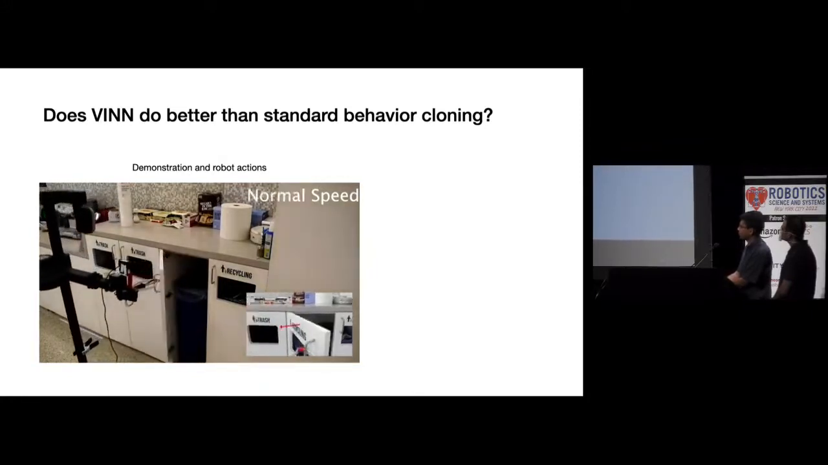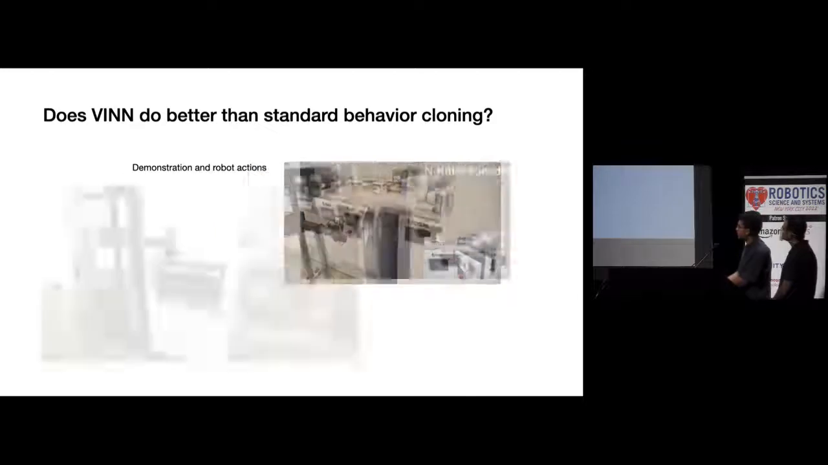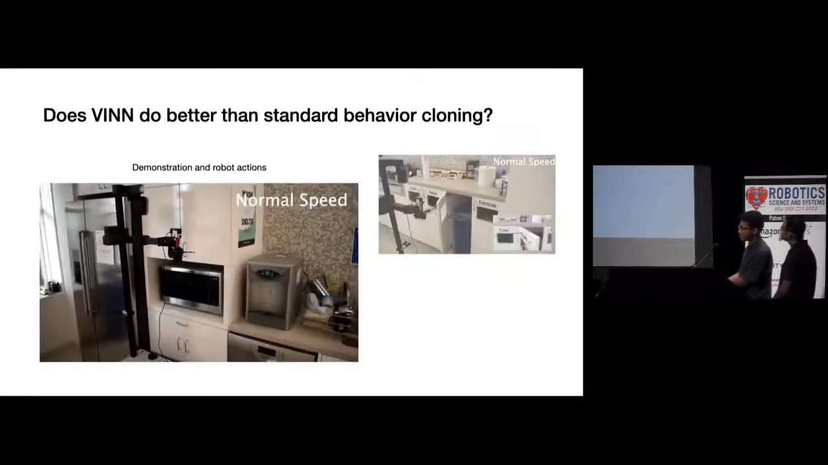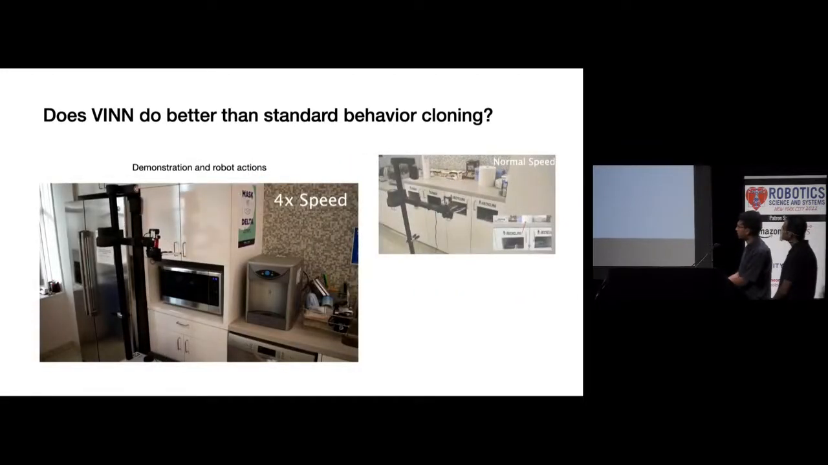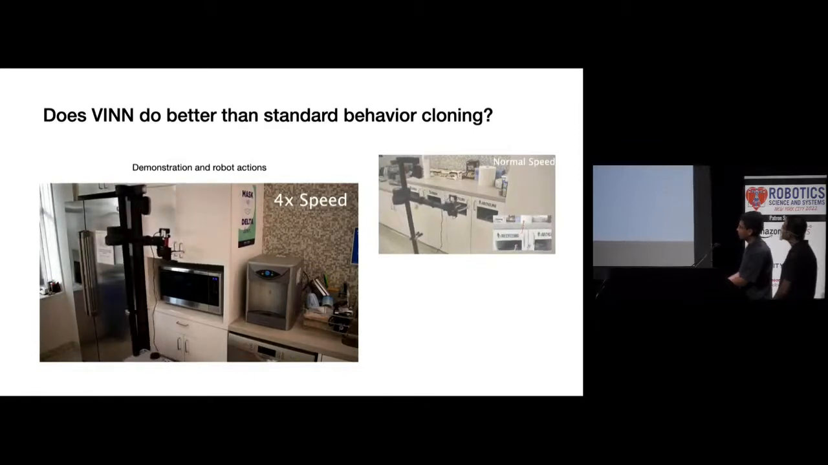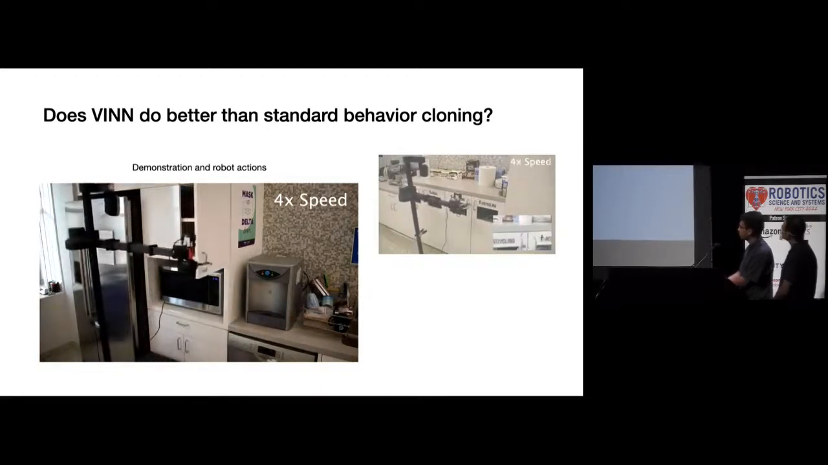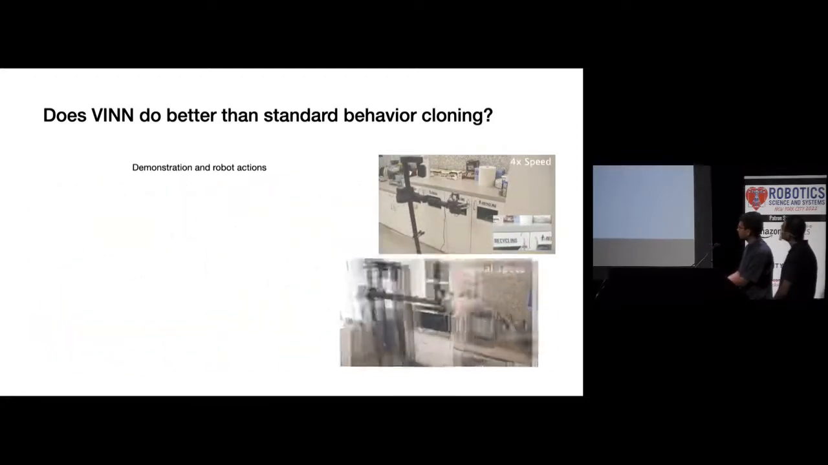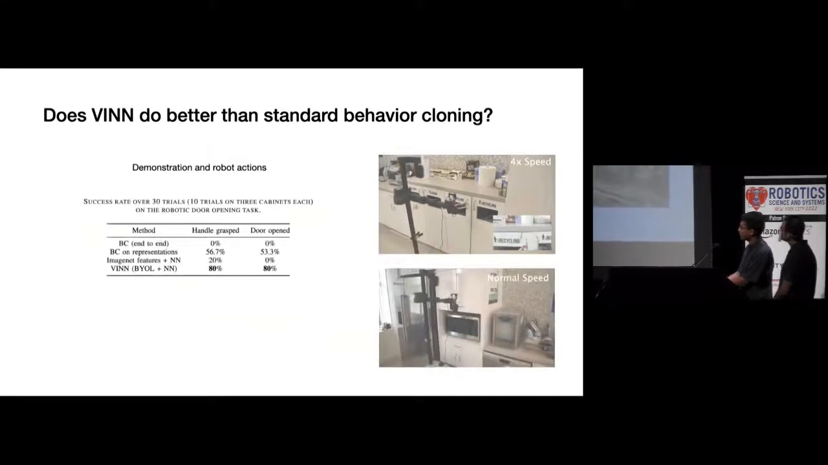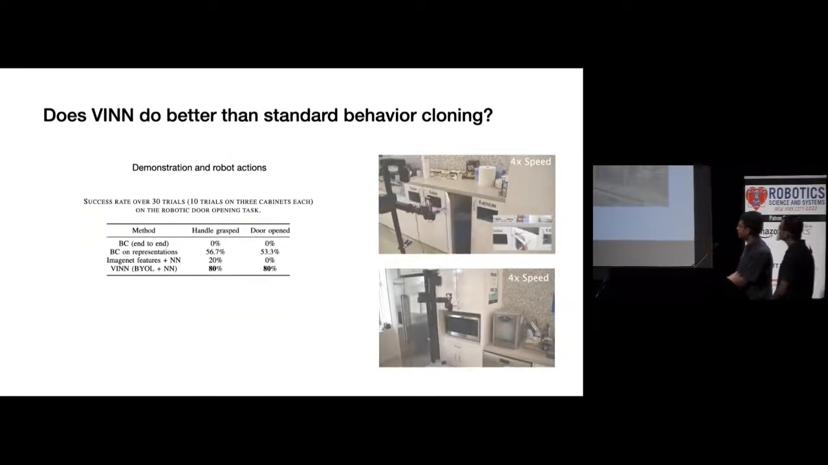So far you've seen the robot only open this specific cabinet. However, we do test on a variety of cabinets in our lab's kitchen. Here you can see our robot successfully opening another cabinet. And it's important to note that all these cabinets are present in our demonstration set. On the variety of cabinets that we test on that are present in the demonstration set, our model does pretty well and achieves a high success rate.